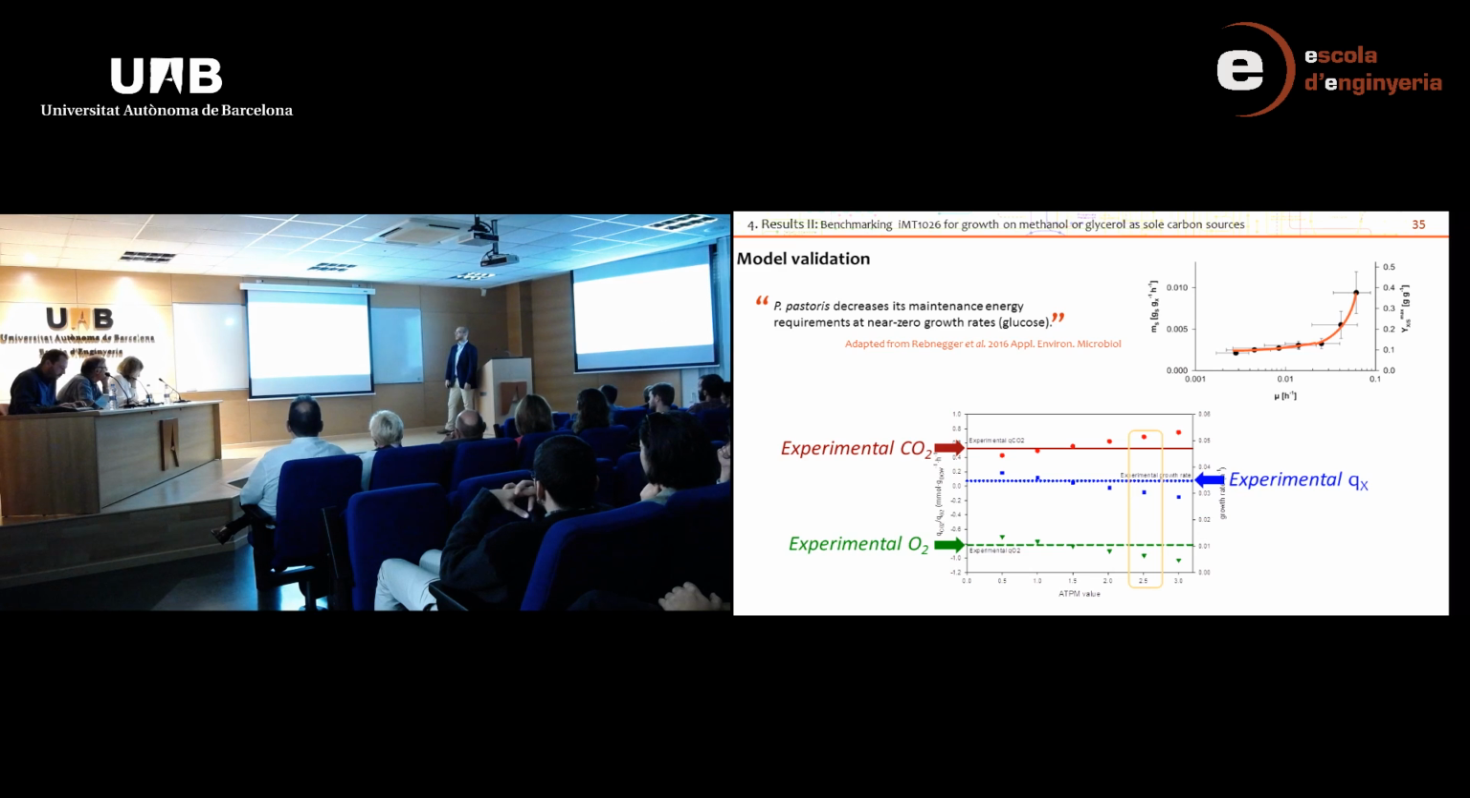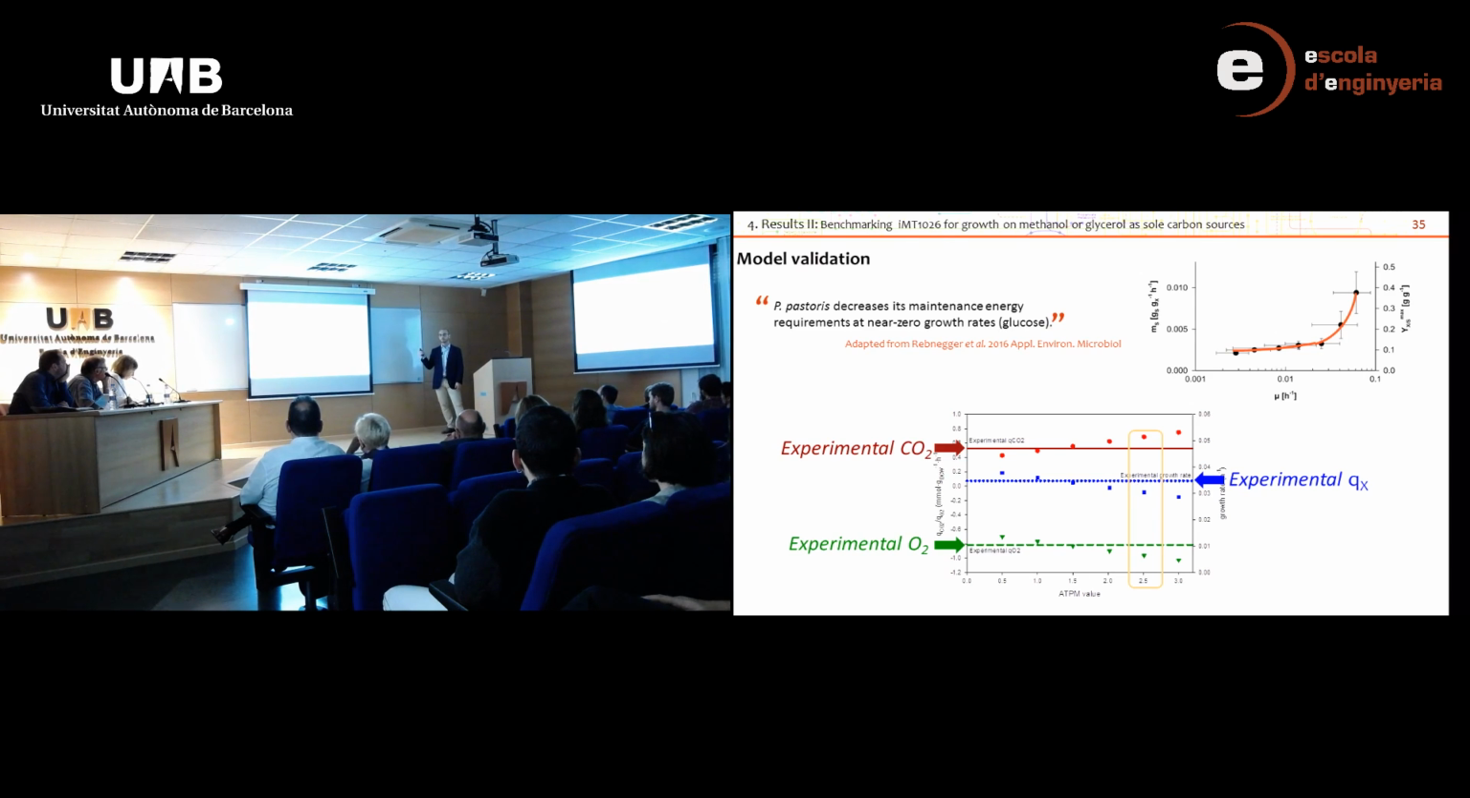In a recent article published last year, they performed some retentostat cultivations, and they realized that at lower growth rates, cell energy requirements are reduced. Nevertheless, they used glucose. So we wanted to test if, in the case of glycerol, it was the same. So we had reduced energetic requirements.